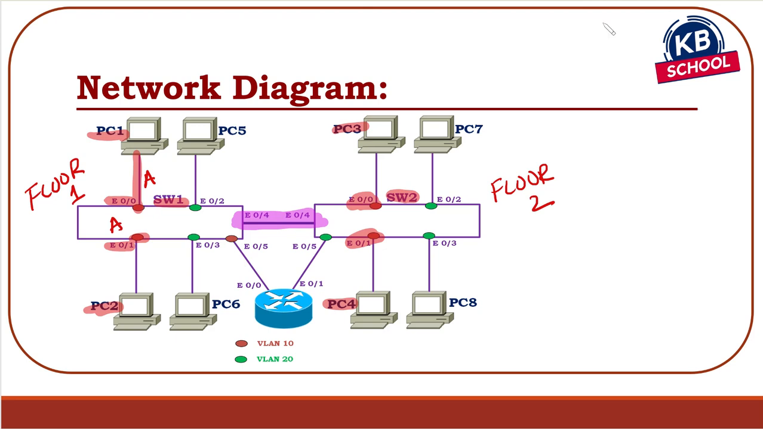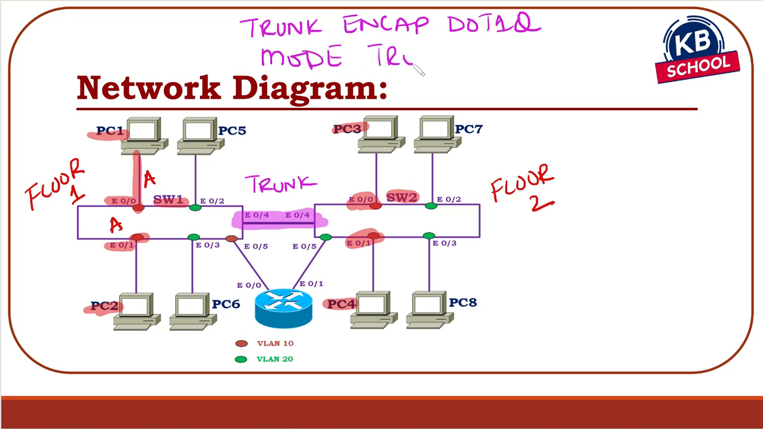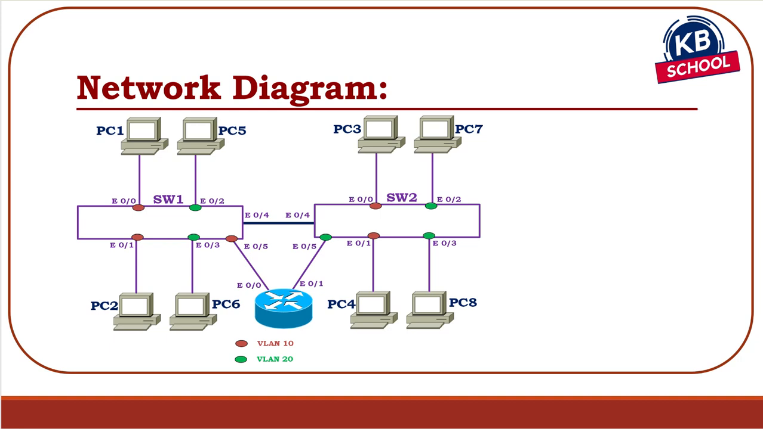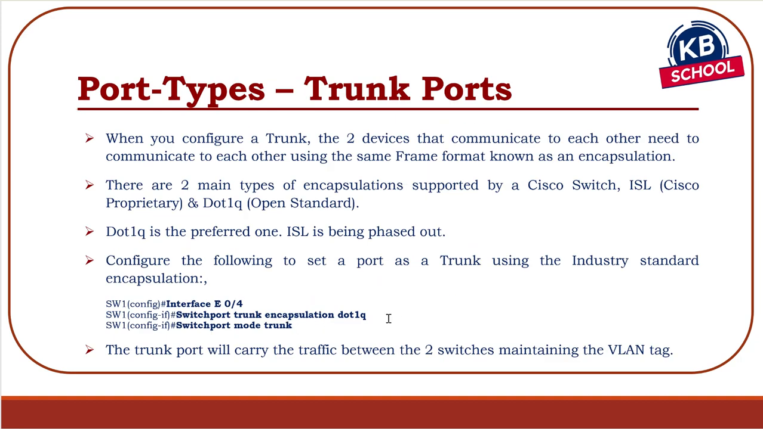So when I configure it as a trunk port over here, I need to specify the trunk encapsulation. And as I said, nowadays the most common encapsulation you're going to have is the industry standard encapsulation of .1Q, and I need to specify the mode as trunk. And how did I do it? I showed you that command over here: switchport trunk encapsulation .1Q for that port, switchport mode trunk.